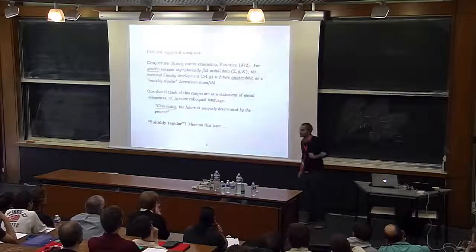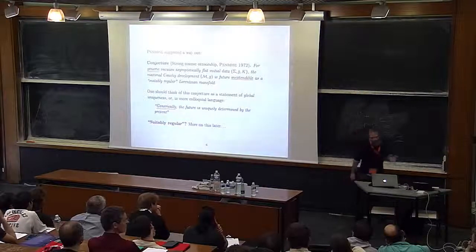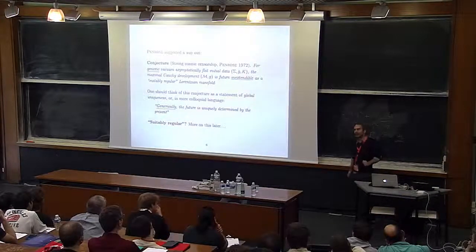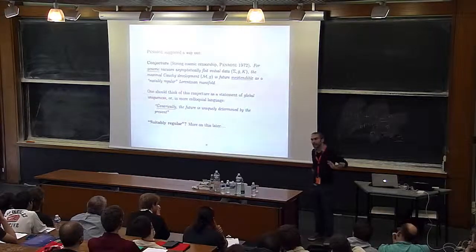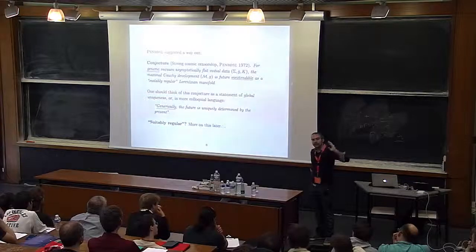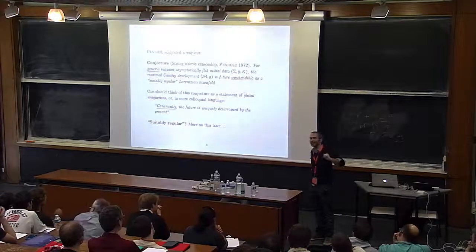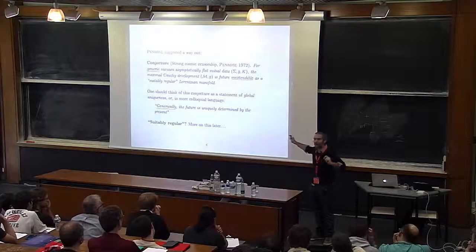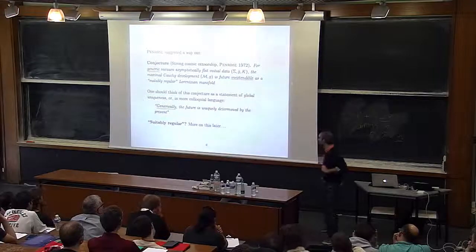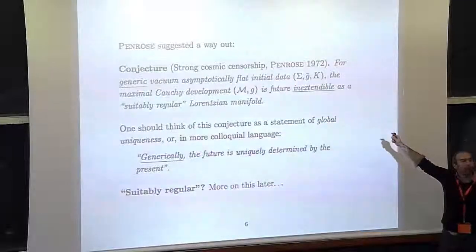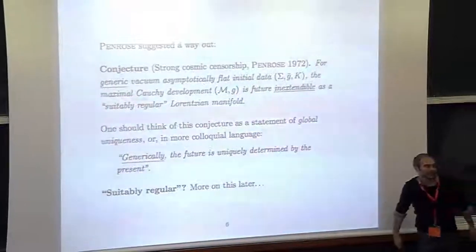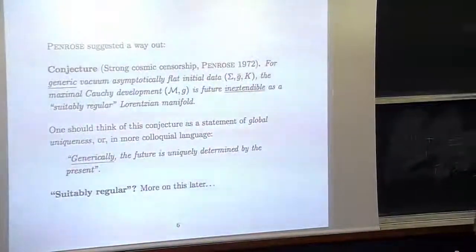So more colloquially, if you want, you can think that this conjecture says that generically, the future is uniquely determined by the present. Okay? But it's very important that already the existence of the Kerr solution tells you that the best that can possibly be true is that this statement holds generically, okay? Not for all initial data. So I've on purpose been coy on what is the right formulation of suitably regular, and we will return to this in the talk.